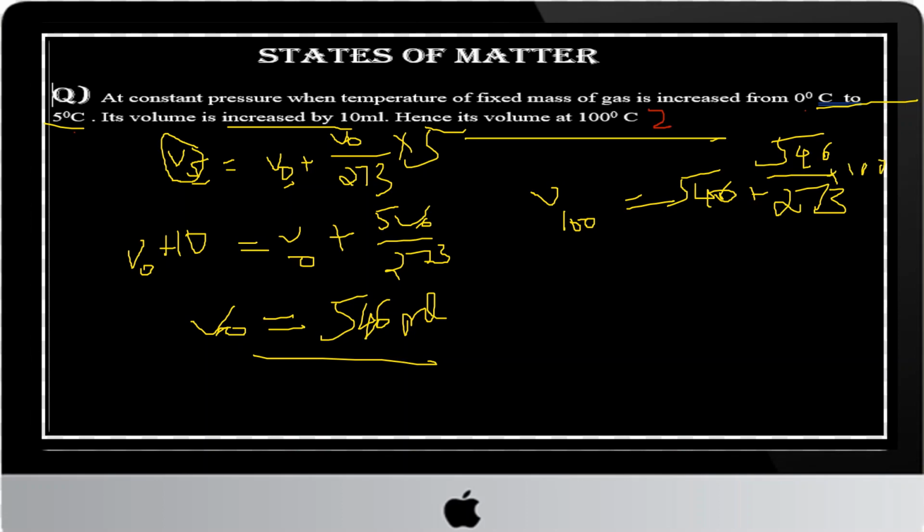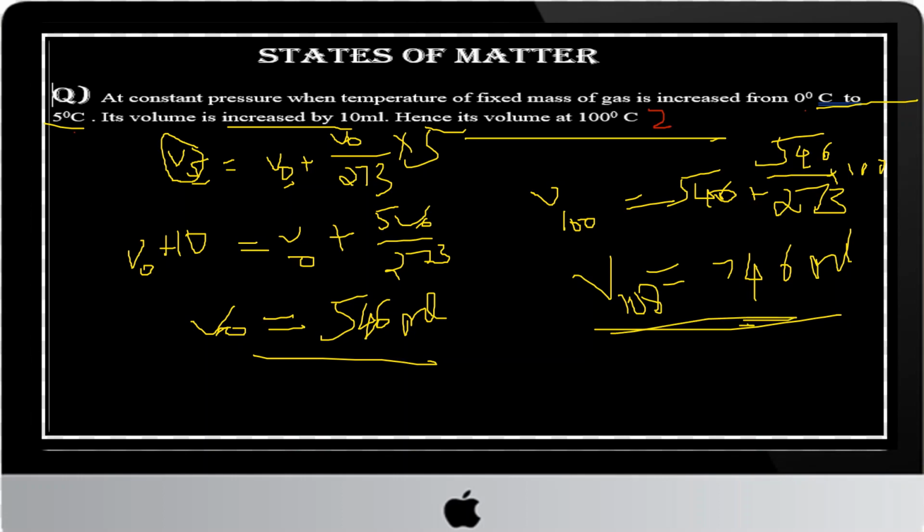On solving this, you will get it as 746 ml. This is the volume at 100 degrees Celsius. This is an important model also for the final exam. Make a note of it.